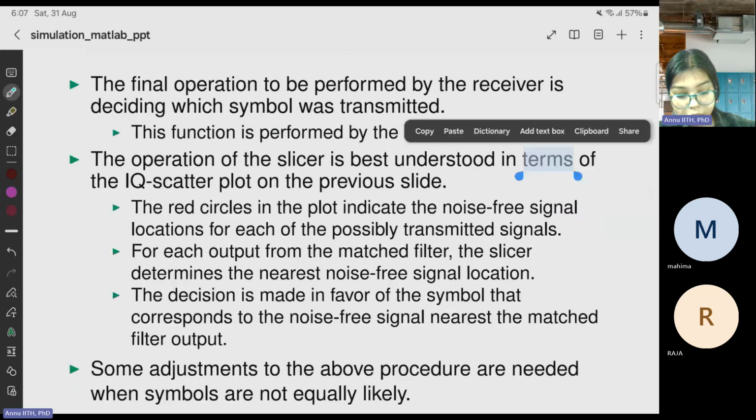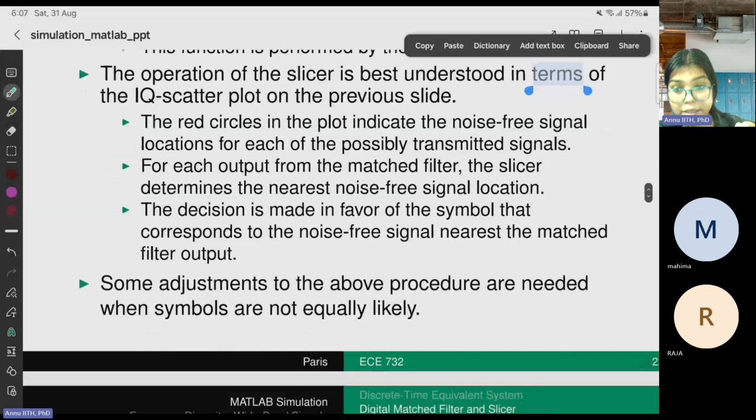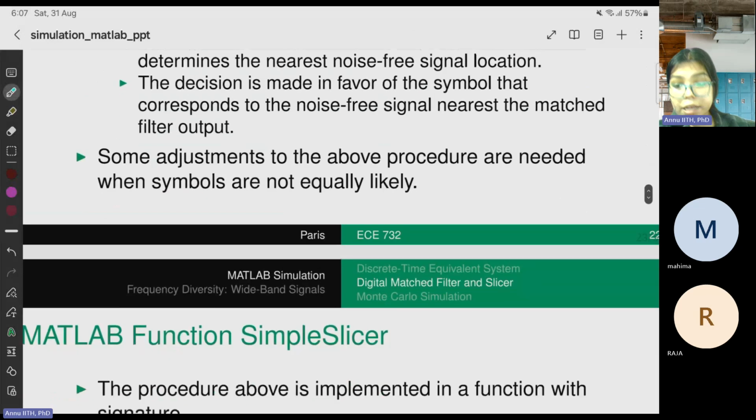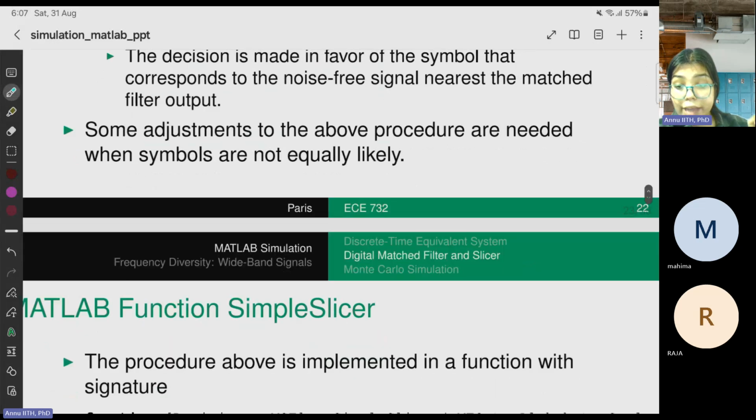Some adjustments to the above process are needed when symbols are not equally likely. Then we have to multiply with some probability, and then we will get the signal location.